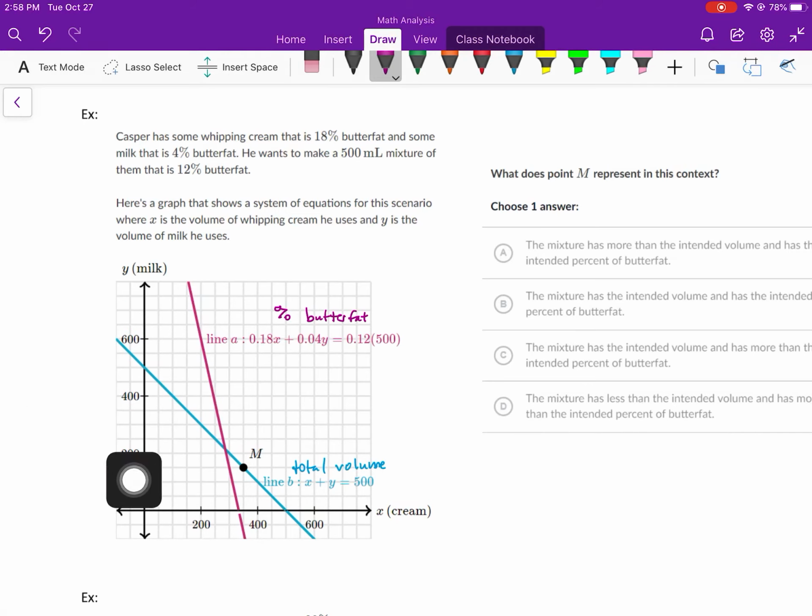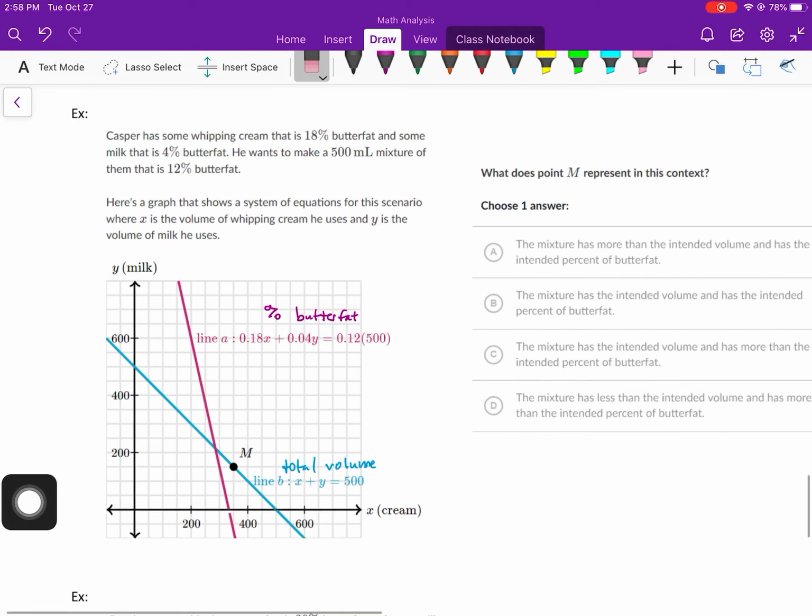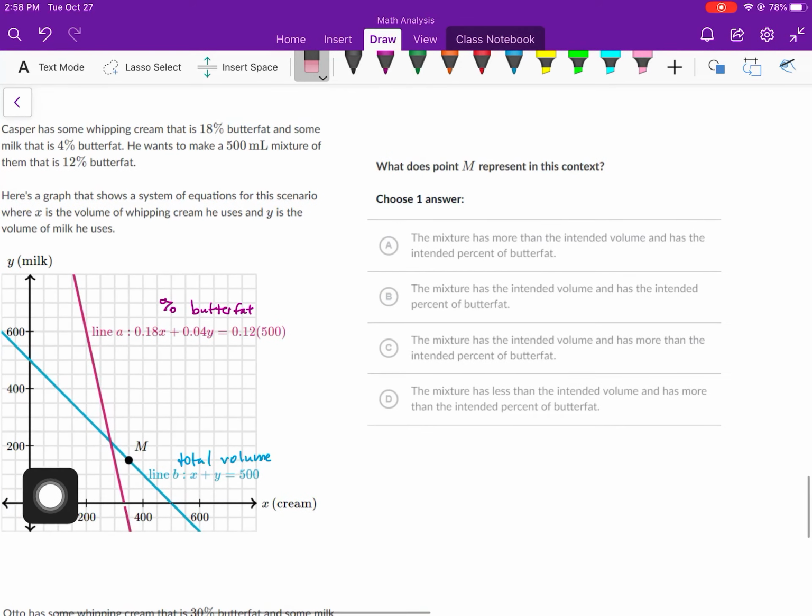So if we're below the line, we would have less than the intended butterfat. If we're above it, which in this case we are. Look, we're above that line. If you draw a vertical line through that point above that graph here, that represents the butterfat. So we have the right volume, but too much butterfat. So the mixture has more than the intended volume?